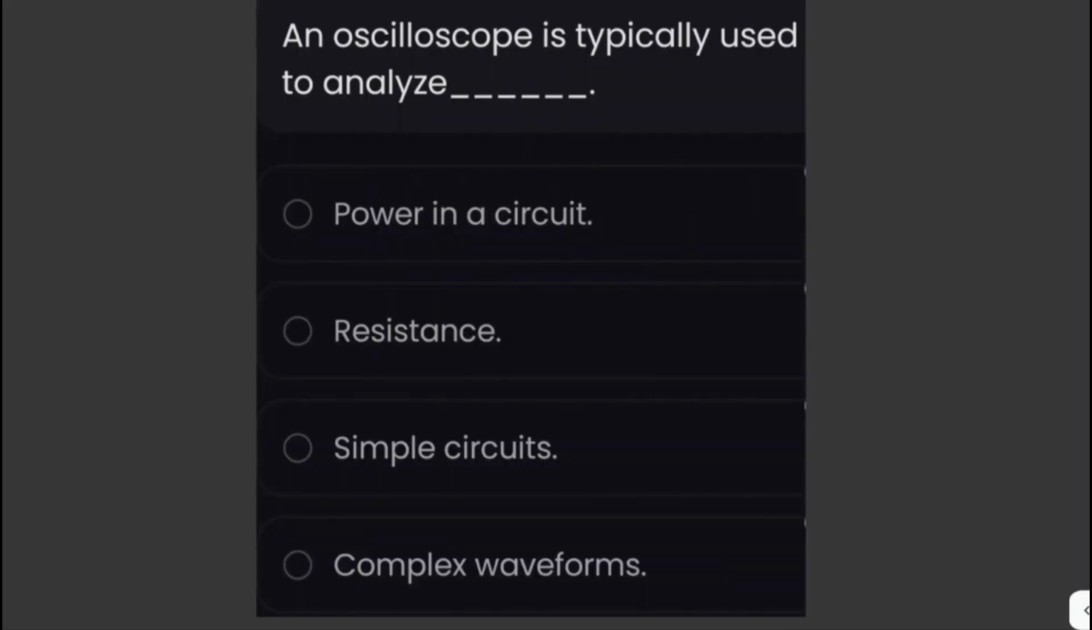An oscilloscope is typically used to analyze blank. The answer here is this one, complex waveforms. So an oscilloscope is used primarily to look at complex waveforms.